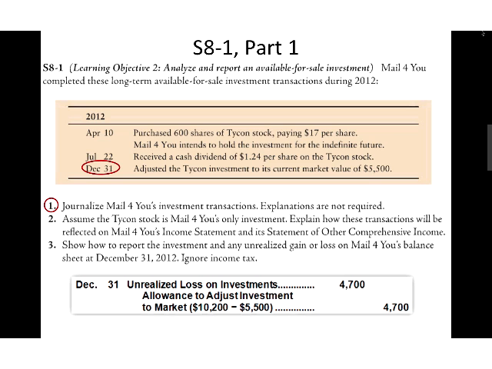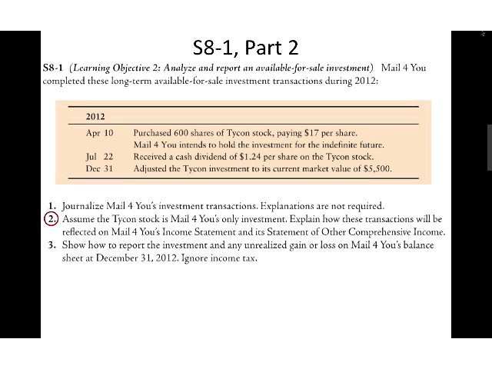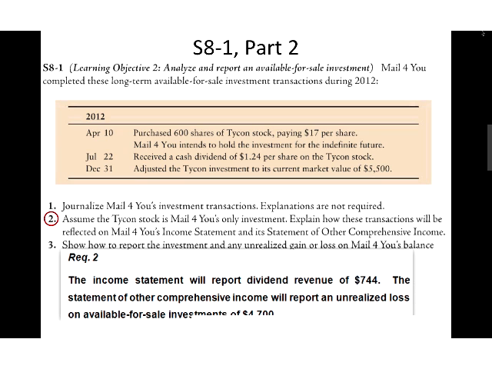So this statement of other comprehensive income, it's this little extra statement that includes some things that are non-standard. So I'm putting up the exact solution answer here. The income statement has the dividend revenue on it. The statement of other comprehensive income, the second thing in that requirement 2, has an unrealized loss of $4,700. So those two items, one goes on the income statement and one goes on the statement of other comprehensive income.